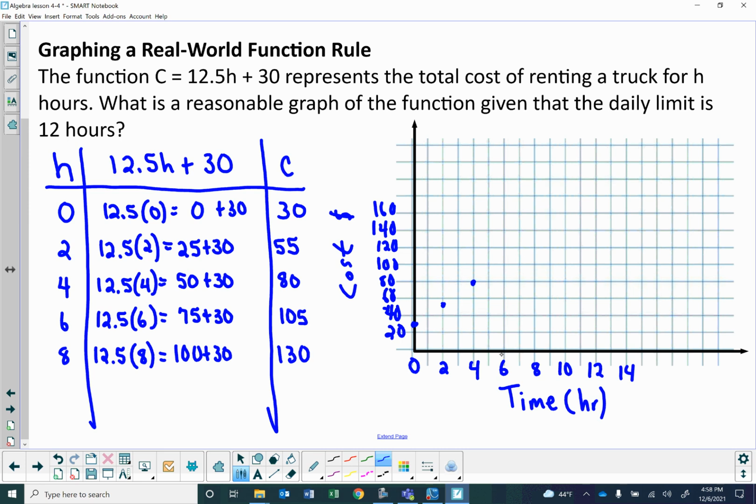6 hours is 105. 100 is here. 105 is just a bit above it. 8 hours is 130. So go up here and 120 is here. 140 is here. Halfway between is here. Okay, this should make a nice straight line.